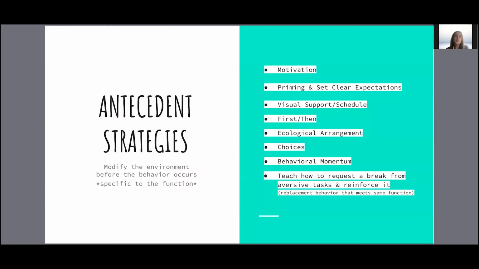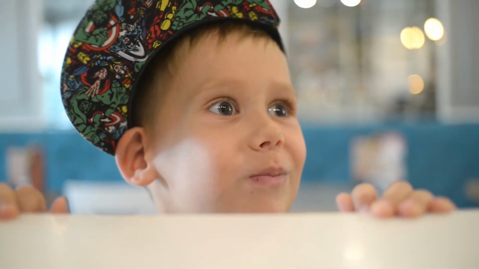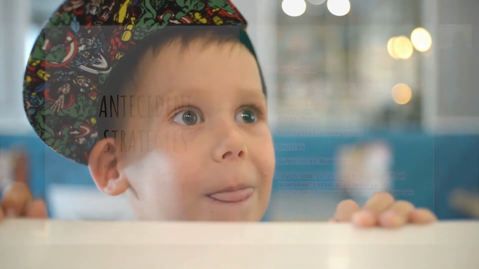And so let's dive in just with that example of the brushing teeth. What are some antecedent strategies that we can use? What are some modifications that we can do to the environment before the behavior occurs? Well, we could ensure that there is a reinforcer available to motivate Johnny to brush his teeth.